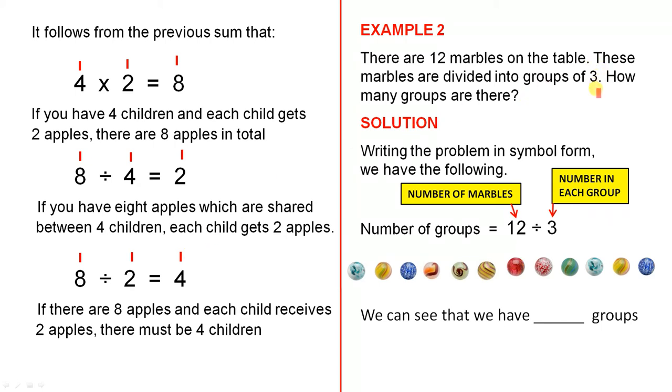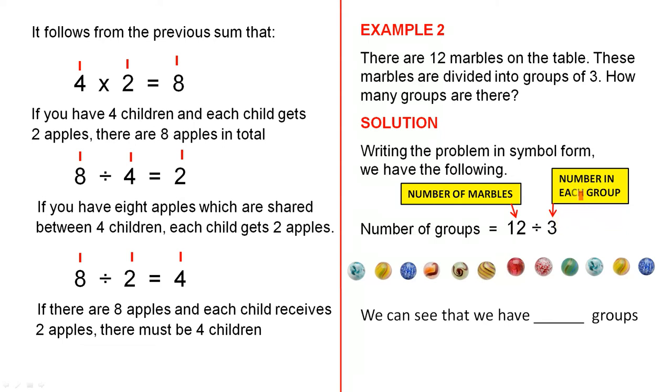Example 2. There are 12 marbles on the table. These marbles are divided into groups of 3. How many groups are there? The solution: writing the problem in symbol form, we have the following. The number of groups is 12 divided by 3. The number of marbles is 12. The number in each group is 3.